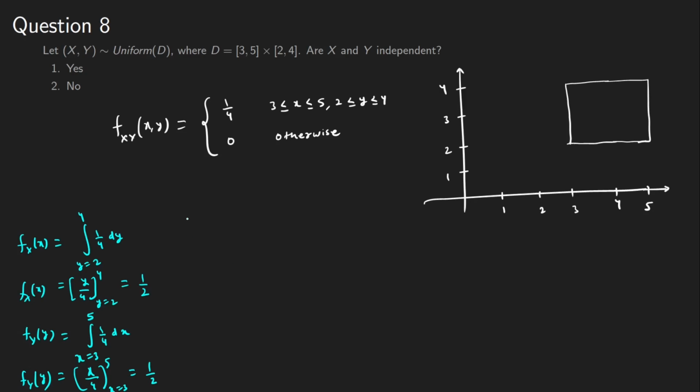So let's verify if the product of marginal PDFs, which is equal to 1 by 4, and the joint PDF at (x, y) is also equal to 1 by 4. So both are equal. It means X and Y are independent.